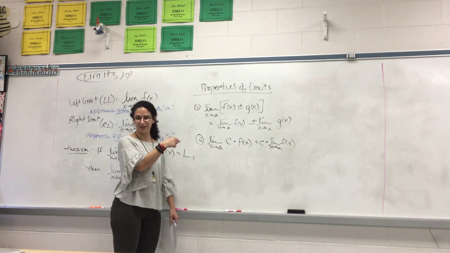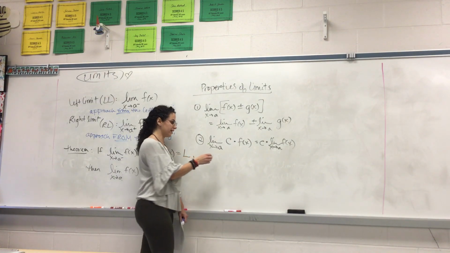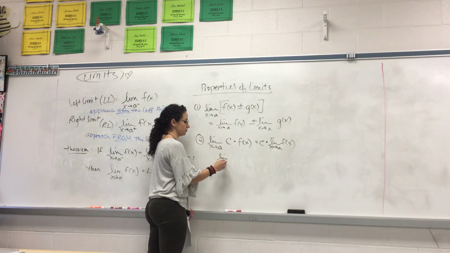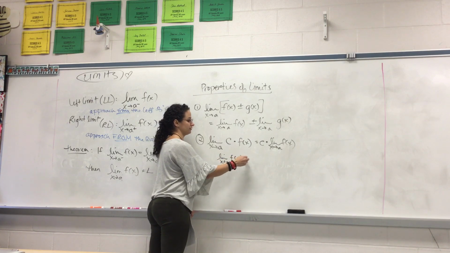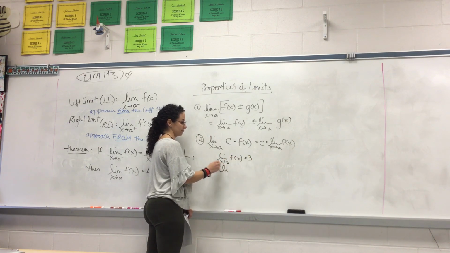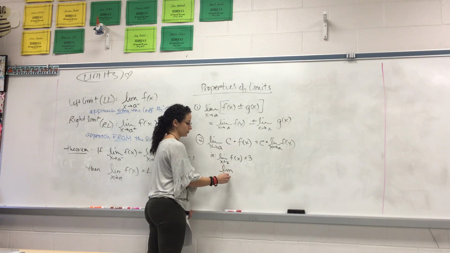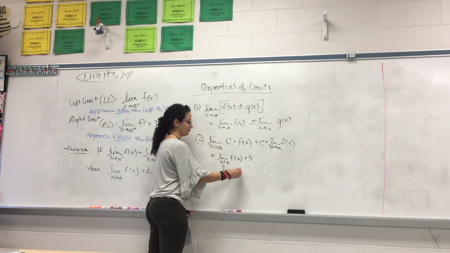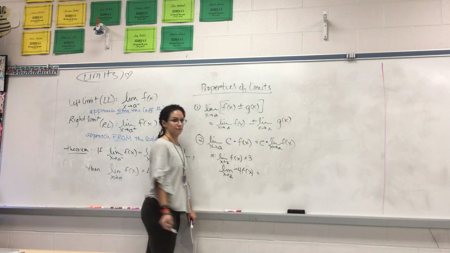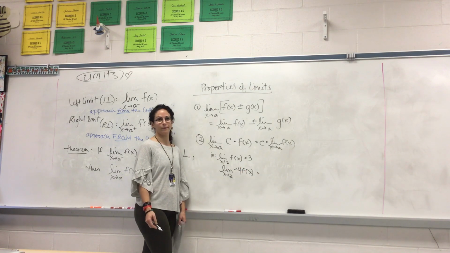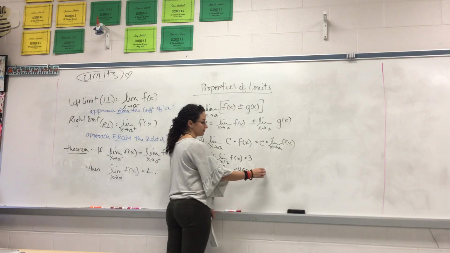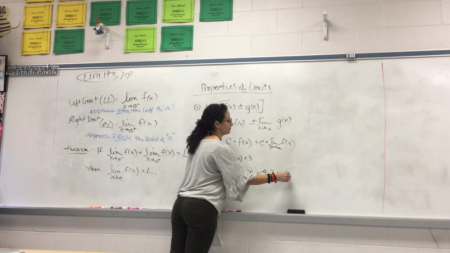Based on that example before, where we had the limit as x approaches 2 of f of x equaling 3, then the limit as x approaches 2 of negative 4 f of x is going to be what? Negative 12. Negative 4 times 3, which is negative 12.